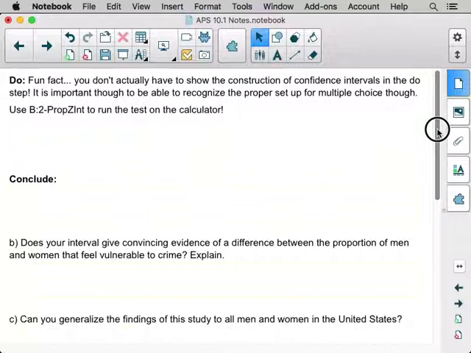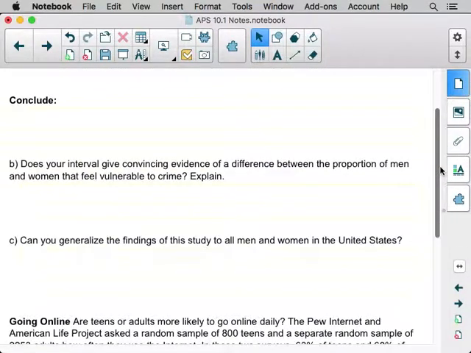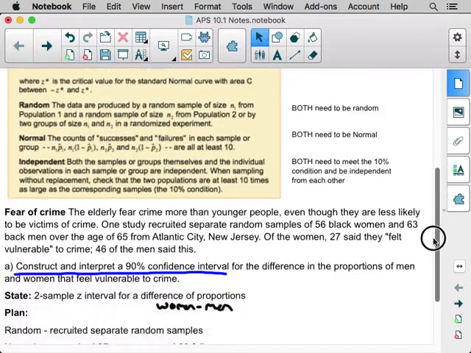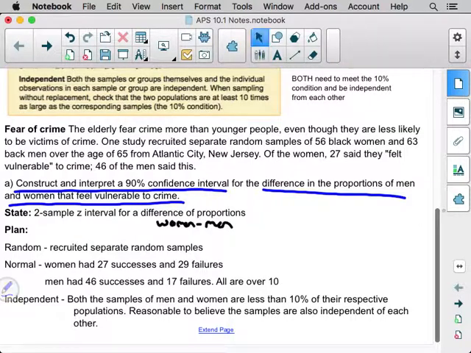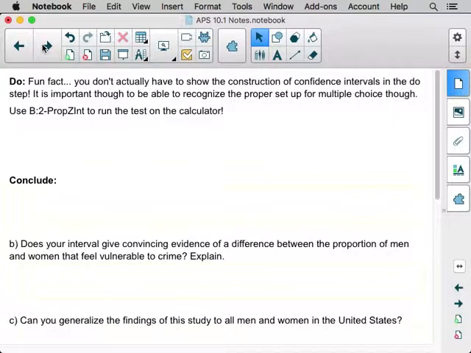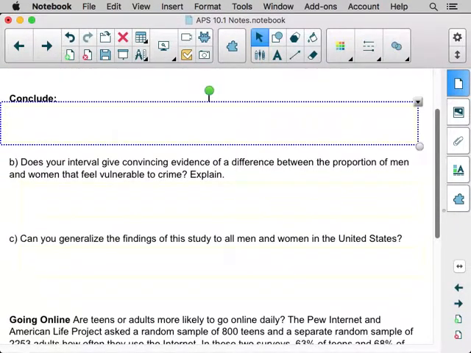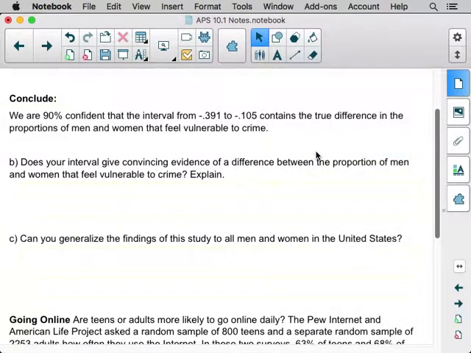Now, I know it's been a little while since we've done this. How do we conclude for an interval? Does anybody remember? Yeah. We're 90% confident that the interval from this to this contains, wait for it, contains the difference in the proportions of men and women who feel vulnerable to crime. So exactly the same deal that I taught you to do back in chapter 8.